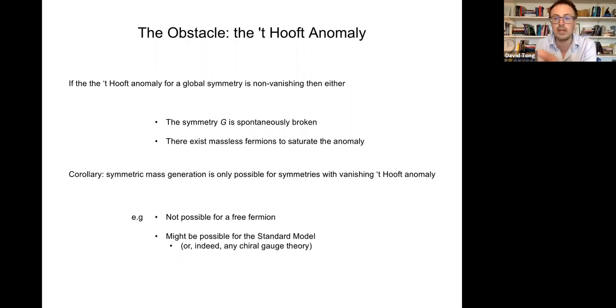It's not important that you gauge the symmetry G. It could be global, or gauged. Let me say it differently: as long as the 't Hooft anomaly for G vanishes, there should be no obstruction to giving fermions a mass preserving G. In nearly all cases that I've looked at, I figured out how to do it. There's actually one case where I don't know how to do it, but I suspect it's because I'm not smart enough rather than there's some real obstruction.